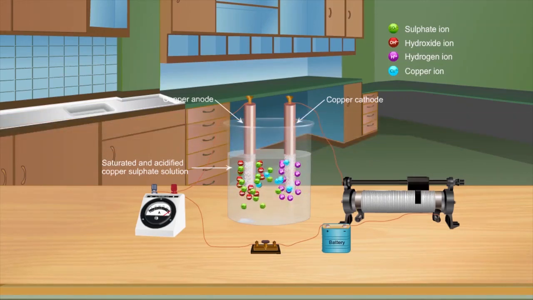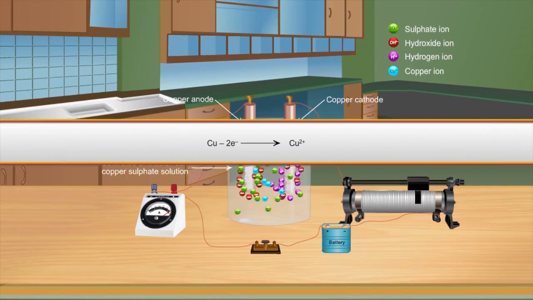Now at the anode, OH- ions migrate to the anode but do not discharge. It is because the copper atoms in the impure copper anode have lower reduction potential than the OH- ions. Thus, copper atoms discharge to form copper ions and enter the electrolyte. So they are entering the electrolyte from the anode and they are getting deposited at the cathode. Cu minus 2 electrons forms Cu2+, which, as we saw in the previous reaction, deposits at the cathode.